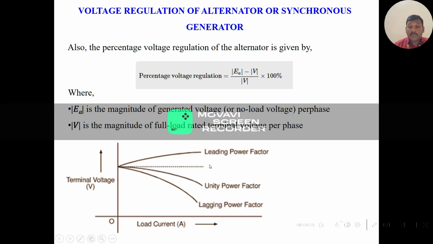So the terminal voltage can be computed from V equals Eg, the generated EMF, minus the voltage drop in the armature, minus the armature reaction drop. This armature reaction drop plays the major role in deciding the voltage regulation of the alternator. So when you connect the resistive load, there will be a small voltage drop due to armature reaction in the machine. This can be seen here.